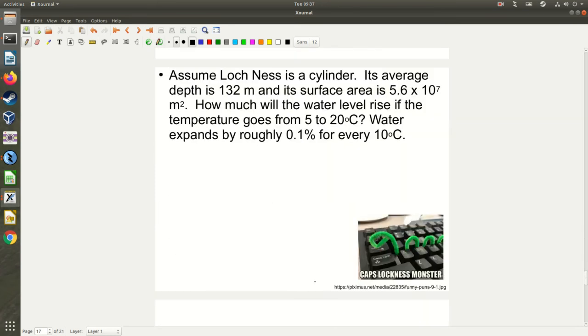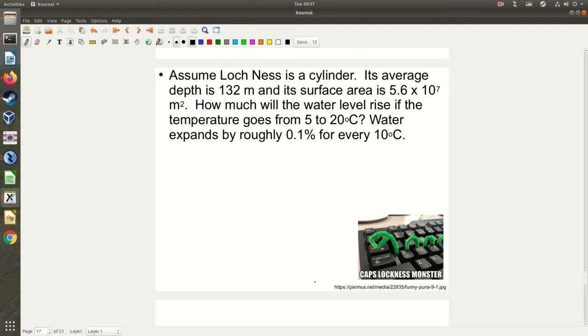thermal expansion. So let's say Loch Ness, assuming it's a cylinder. Loch Ness is, I believe, in Scotland. It's very deep, and it does have somewhat of a cylindrical shape. It's probably more conical, but for the case that we're doing, we're just going to do cylindrical. Its average depth is around 132 meters, and its surface area is around 5.6 times 10 to the 7 meters squared. It's a pretty big lake, or loch in this case.